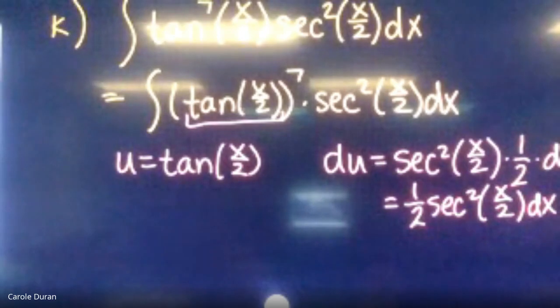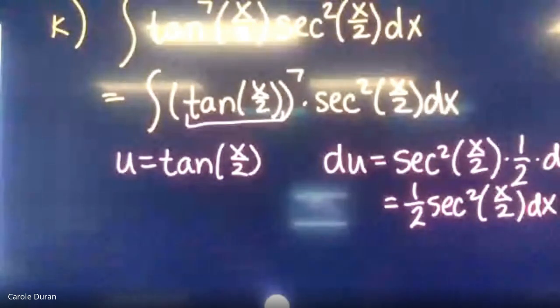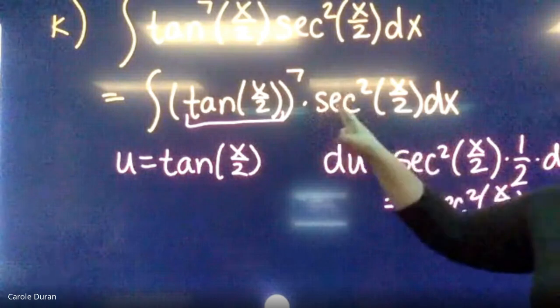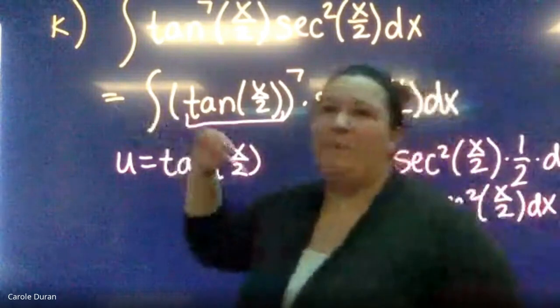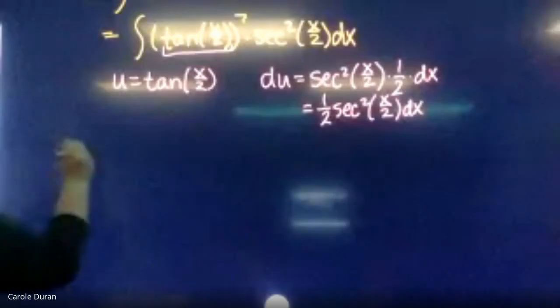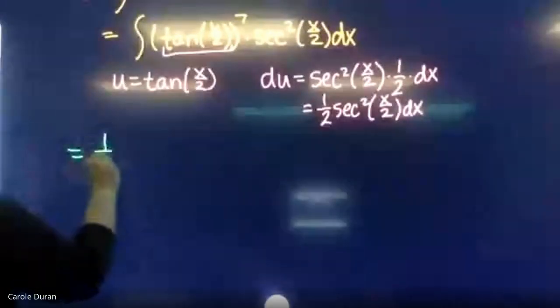Is that present in my function? No. Not even close. But can I make it be there? Yes. All I have to do is put a 2 in front of my secant squared. So when I put a 2 there, I also have to take the 2 out by putting a 1/2 out front. So then this becomes 1/2 times the integral.